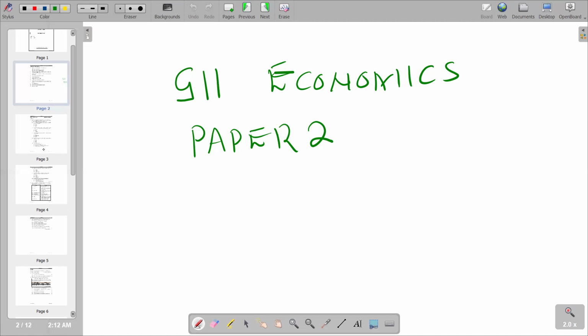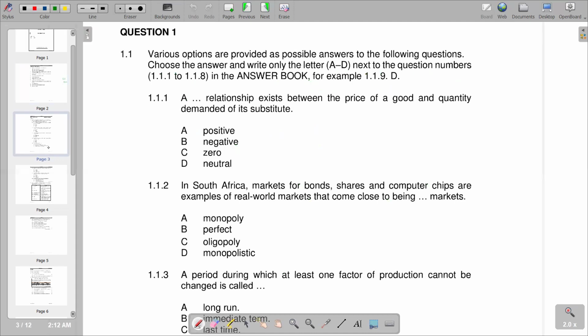So I'm going back to our question. We are going to start on the multiple choice section, whereby 1.1 reads: various options are provided as possible answers to the following questions. Choose the answer and write only the letter A to D next to the question numbers. We're given 1.1.1 to 1.1.8 in the answer book, for example, and then we're given instructions on how to present in the answer book. Then for the first part, 1.1.1, it reads: a dash relationship exists between the price of a good and the quantity demanded of a substitute.